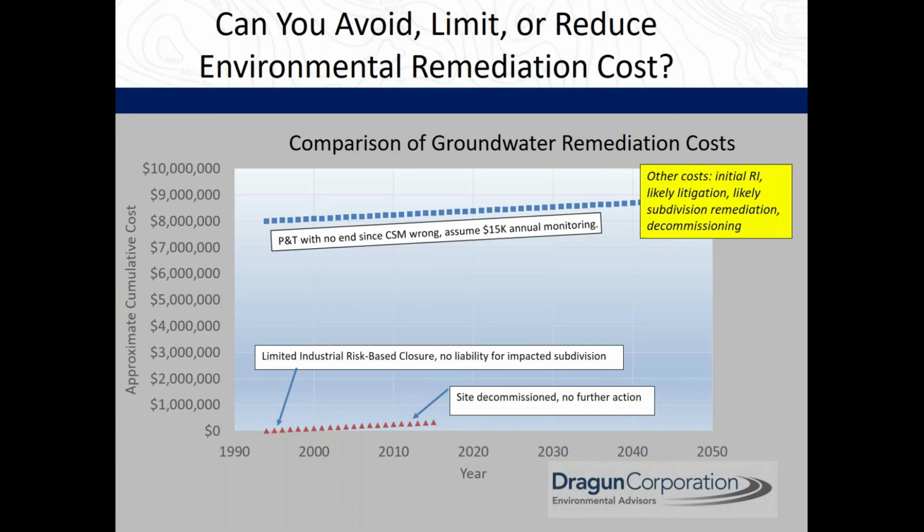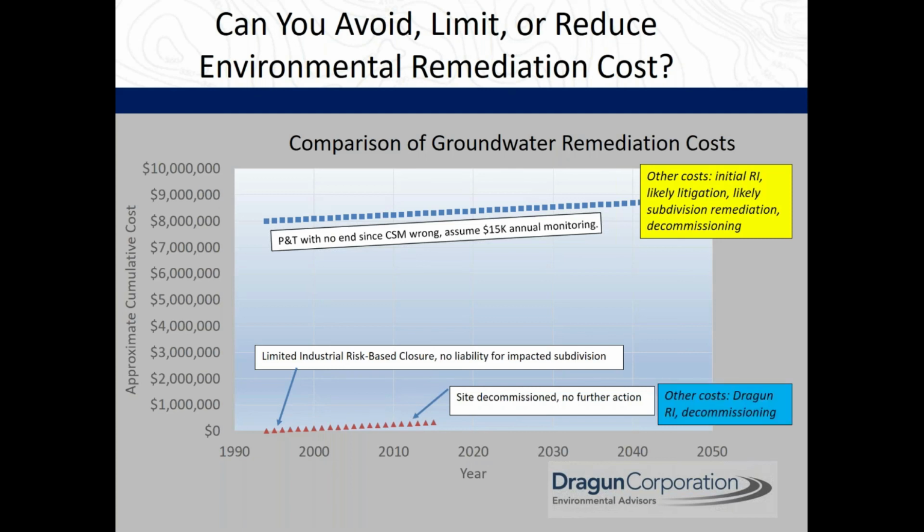So some of the other costs that I didn't put into this graph, both the original consultant and Dragun had initial remedial investigation likely. There was going to be litigation that was likely because of the way the initial interpretation was, that our client was contaminating the subdivision next door. They would have to have cleaned it up. And then there was a decommissioning cost that both of us had. Next slide, please.